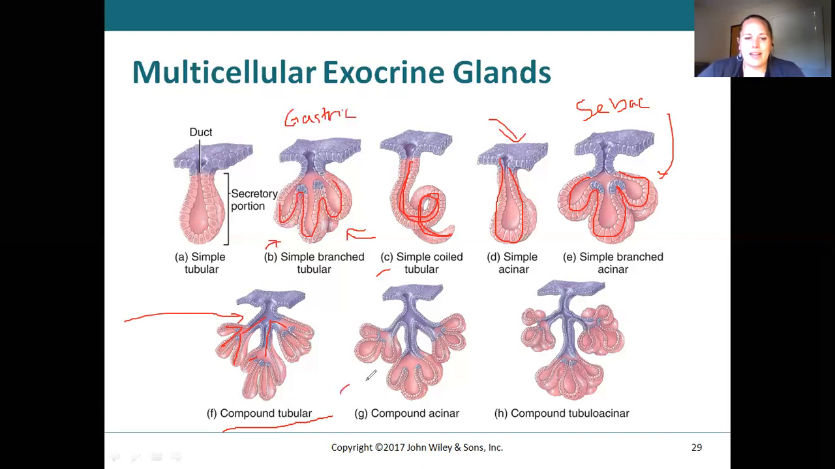The compound acinar, the example that we see here is the mammary gland. You can see that you've got branches upon branches, but you've got the more rounded bulbous shape on the end of those, which makes it the compound acinar. And then lastly, the compound tubuloacinar. So you've got branches upon branches with multiple branches extending in here. And hopefully some of you have figured out the acinar glands of the pancreas are going to have this compound tubuloacinar shape.